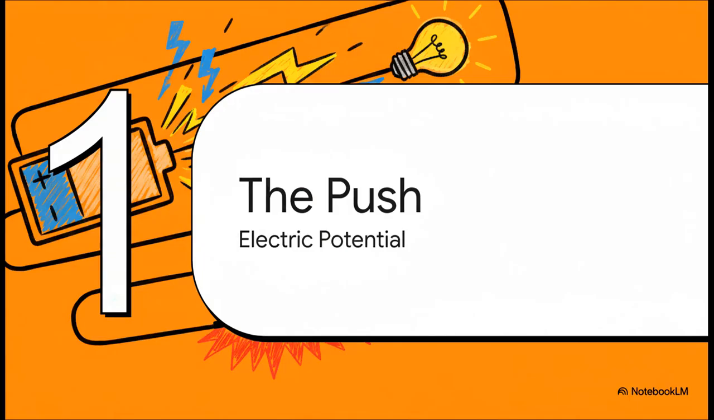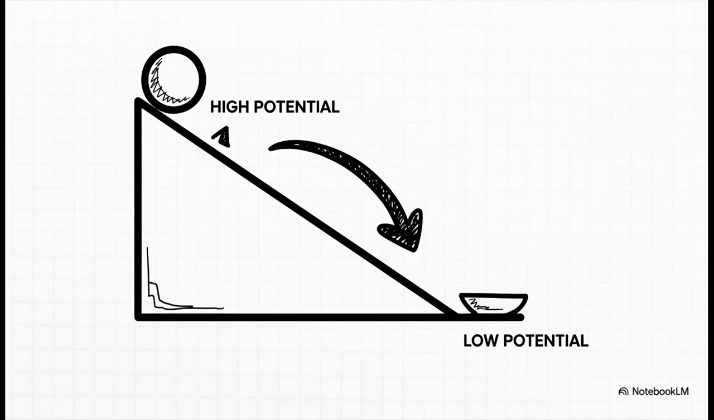Well, the answer is a concept called electric potential. And to really get our heads around it, we're going to start with a super simple analogy from the everyday world. I mean, it's just gravity, right? A ball at the top of a hill has a lot of potential energy, and it naturally wants to roll down to where it has low potential energy. Well, believe it or not, electric charge works in almost the exact same way. It always moves from a point of high electric potential to a point of low electric potential. That difference is the push.